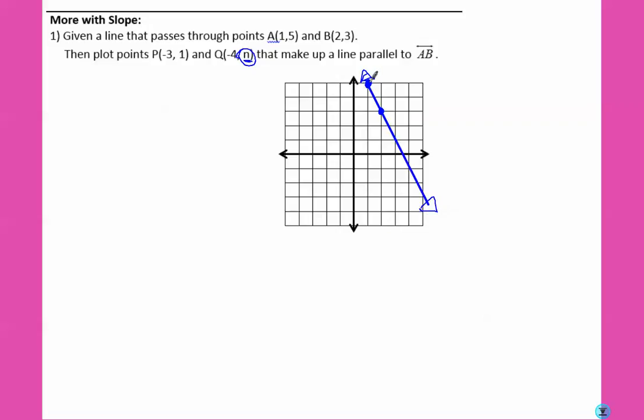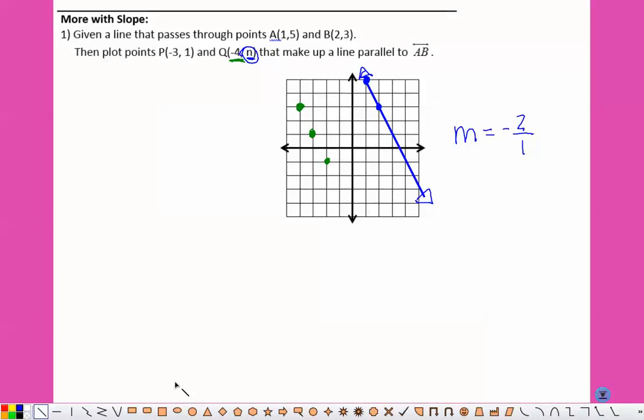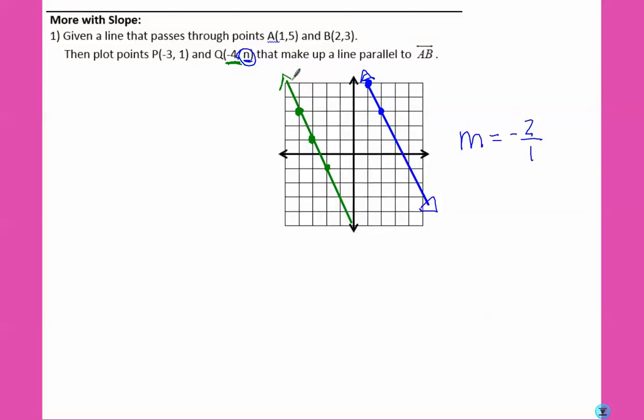And by counting, I can see that this line goes down 2 over 1. For my next line, I'm going to plot -3, 1. And if I want the line parallel, I'm going to use the same slope and go down 2 over 1. However, we need a coordinate that starts with -4. So I need to move over to the left. So instead of going down 2 and right 1, I can go up 2 and left 1. So by this, I would know that n equals, go to -4, and it's at the y coordinate of 3.